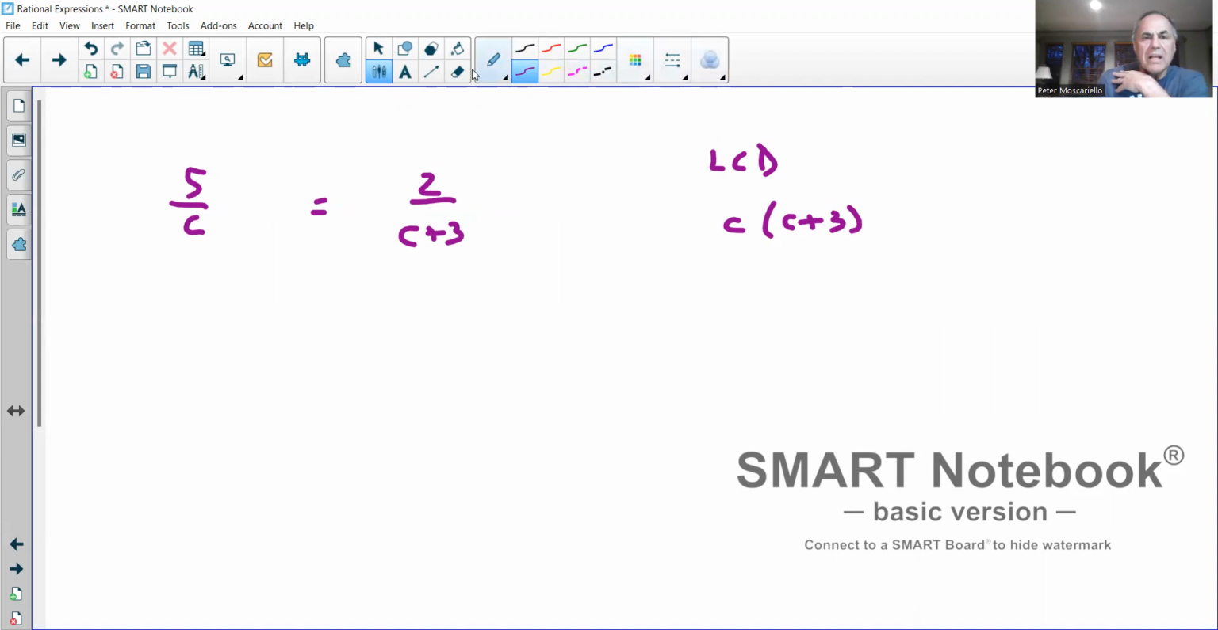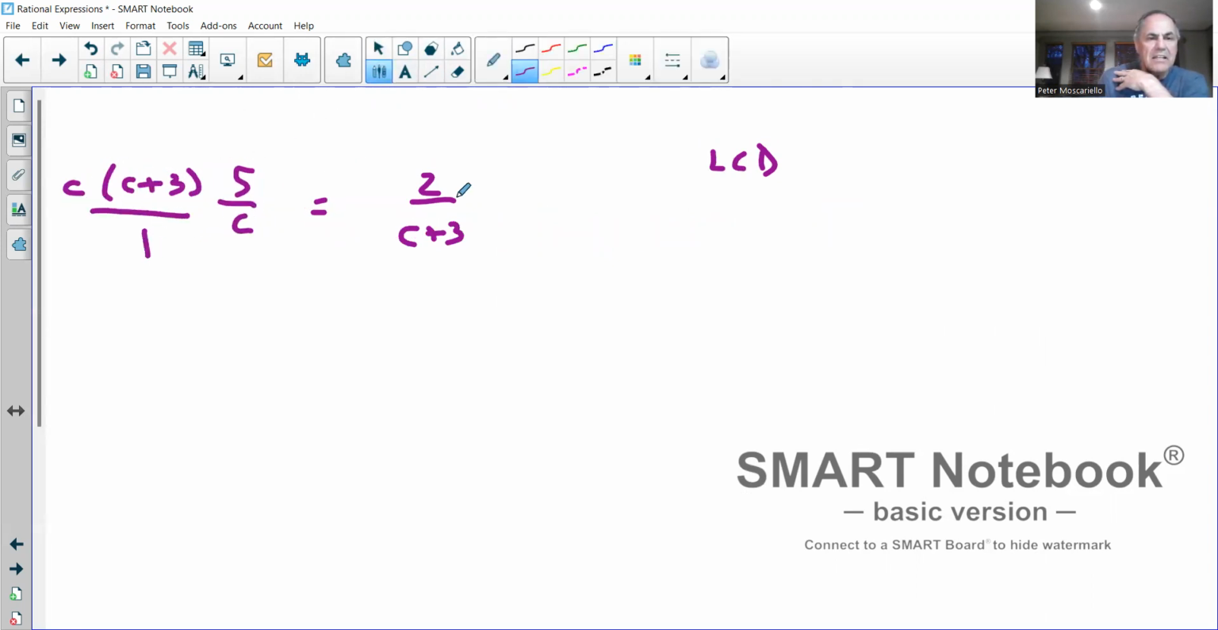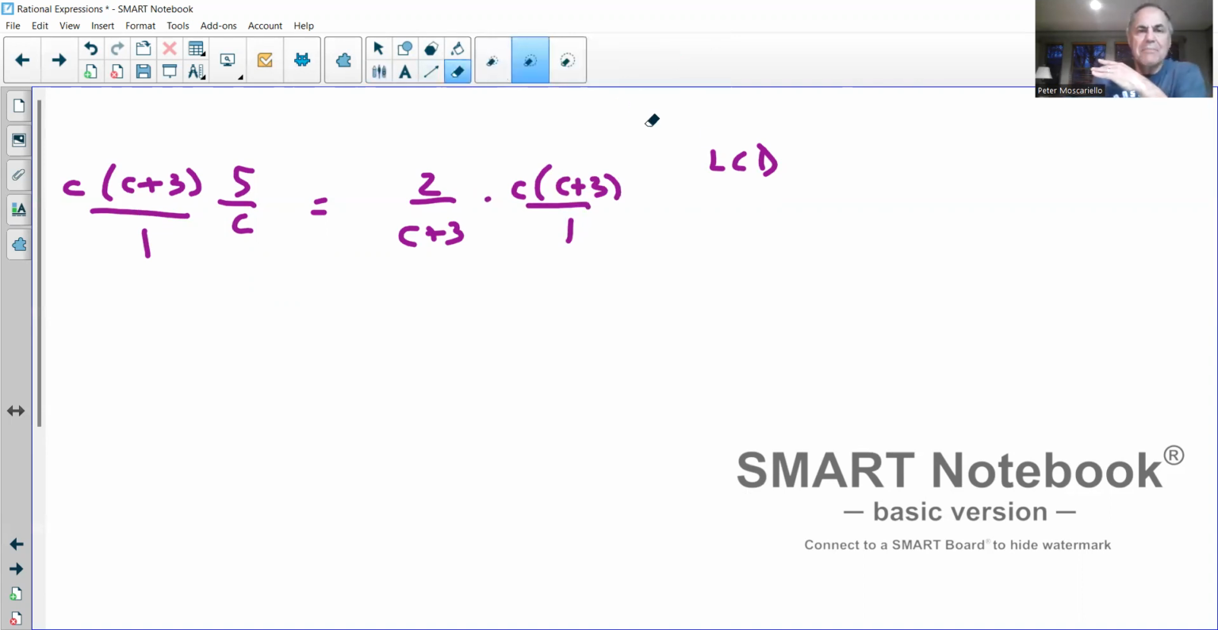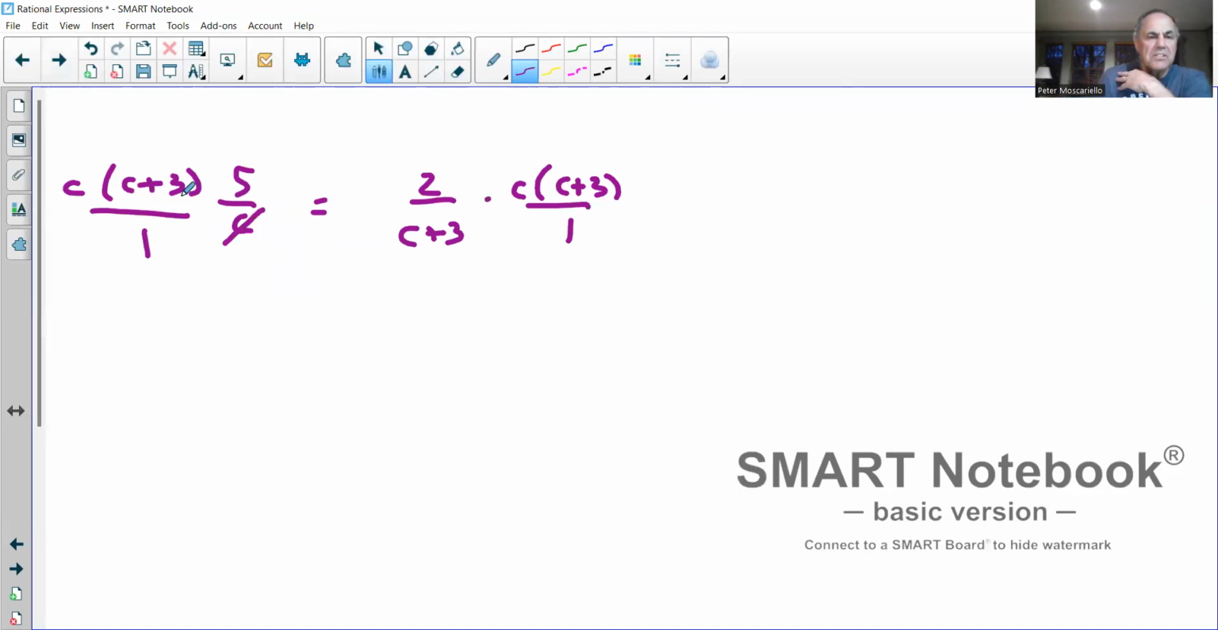So we multiply each term by the entire LCD over 1. So you multiply by that, and then same thing here, C times C plus 3 over 1. So unlike when we do addition and subtraction, where we just multiply by the missing term, so to speak, here we multiply by the entire LCD over 1. And the good news is things will cancel. So step 3, multiply each term by the LCD over 1. Step 4 is cancel. So let's cancel this C, cancel this C, and over here the C plus 3s.